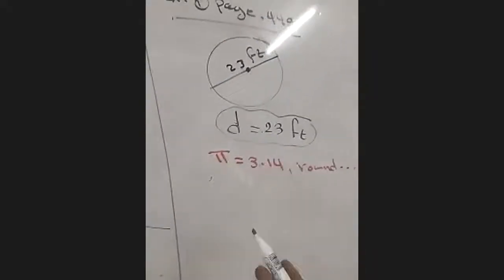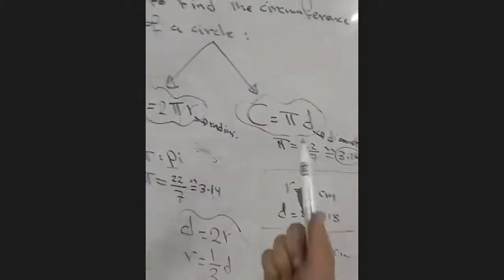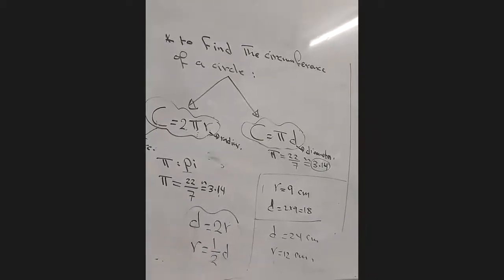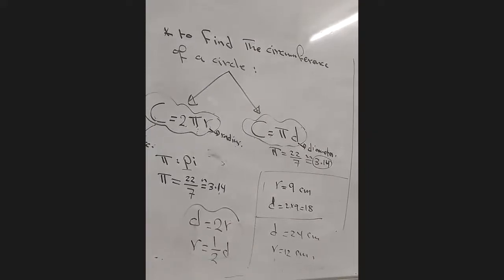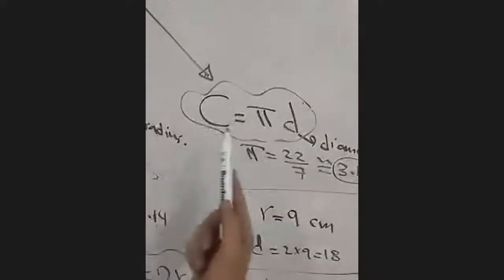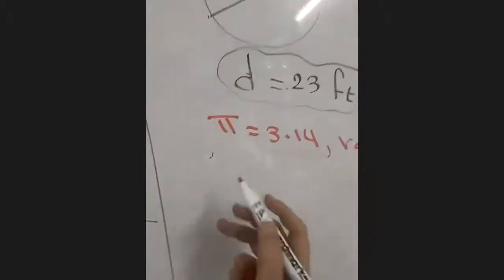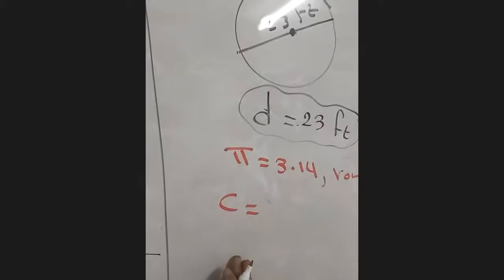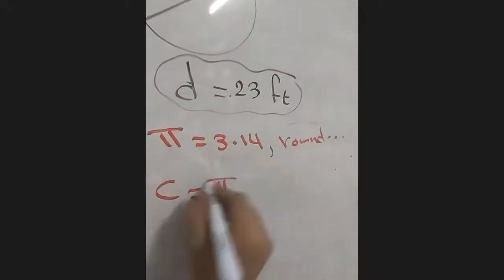Now, what's the formula which we need to use? 2 pi r or pi d, and why? Pi d, because we have the diameter, not the radius. So we'll use the second formula, C equals pi d, because the question gives me the diameter, not the radius. So what's the formula? Write the formula first: C equals pi d.